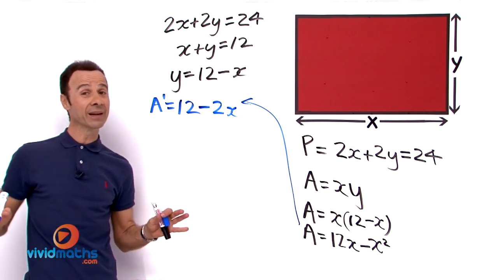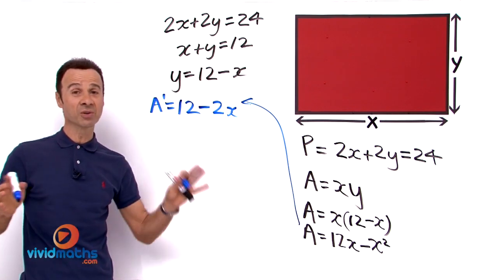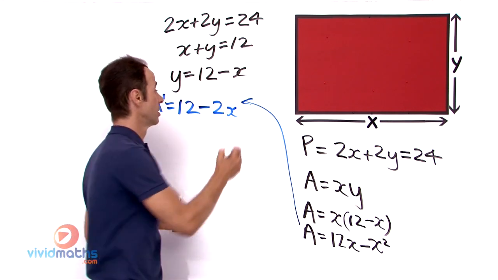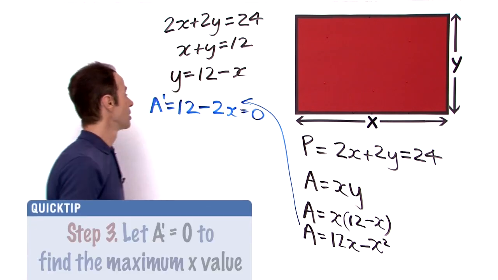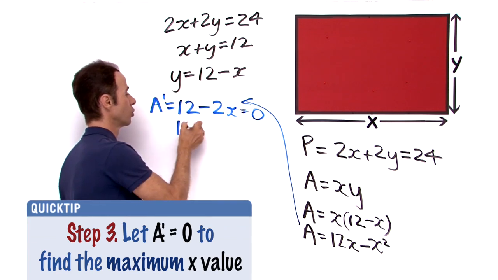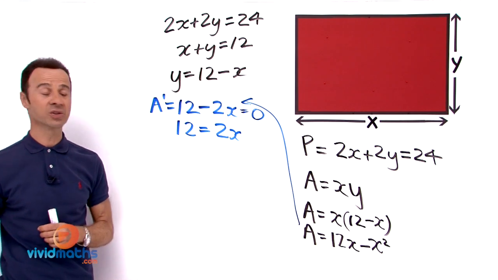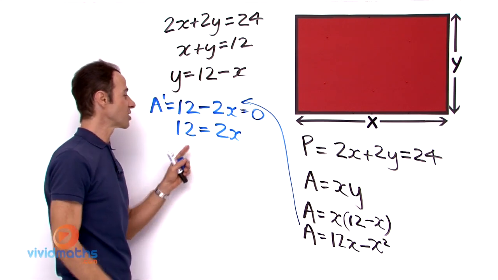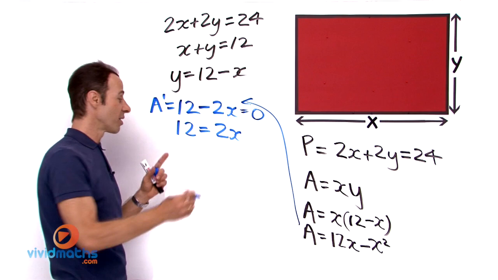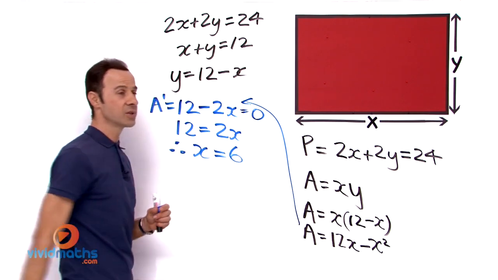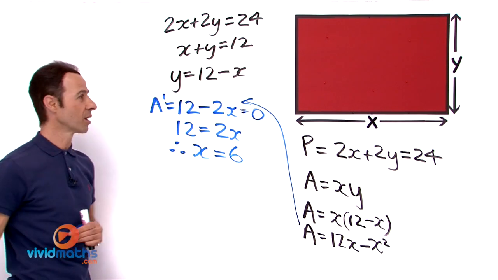Now, what do we need to make it in terms of maximizing and minimizing? We need to make it equal to 0. So make it equal 0. So that means 12 equals 2x. If we bring the 2x over, because it's negative, we add 2x to both sides. Make x the subject, divide both sides by 2. Therefore, x equals 6. Well, there you go.